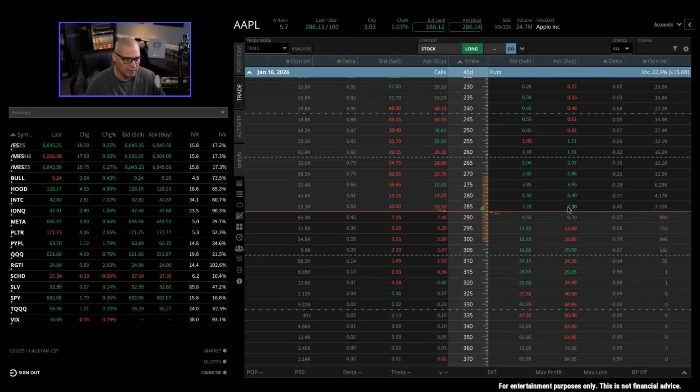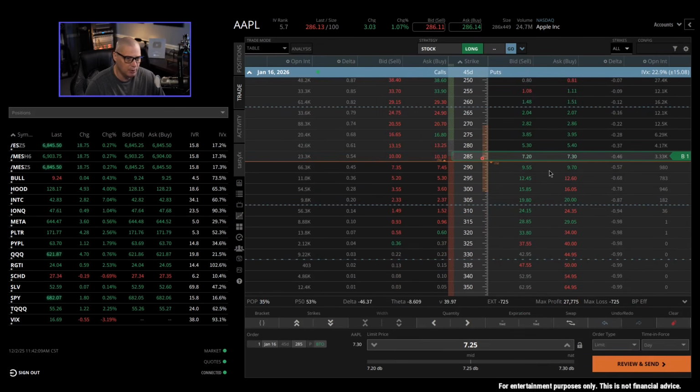If I clear this out and instead buy the at the money put, this at the money put costs me $725. So what is the buying power reduction on the trade? $725. This is very easy when you're buying options because it's always whatever I have to pay to purchase that option. That's the buying power reduction. Nobody ever really gets confused with long options. Where it gets confusing is short options.